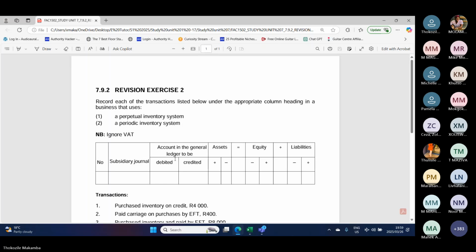Hello, can you hear me? Yes, I can. My question is about the carriage transaction. In the event of the periodic inventory system, if carriage was replaced with something like import duties, would import duties also be a separate account, like a specific account? So instead of carriage, it's import duties.